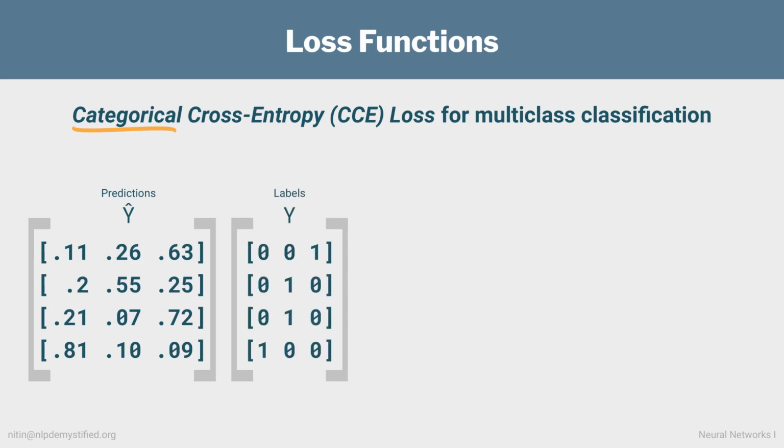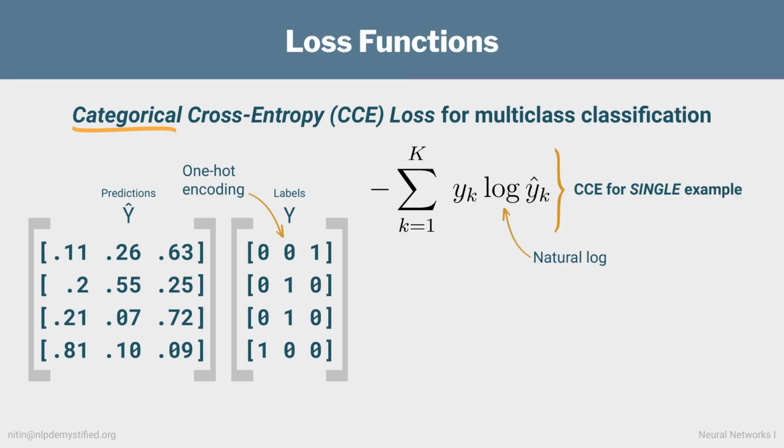That is, each label would be a vector of length equal to the number of classes, 3 in this case, with the correct class position set to 1, and the rest set to 0. This labeling scheme is called a one-hot encoding and can be used with any kind of discrete data. This is the categorical cross-entropy equation for a single example, not a batch, but a single example, where k is the index of a vector component.